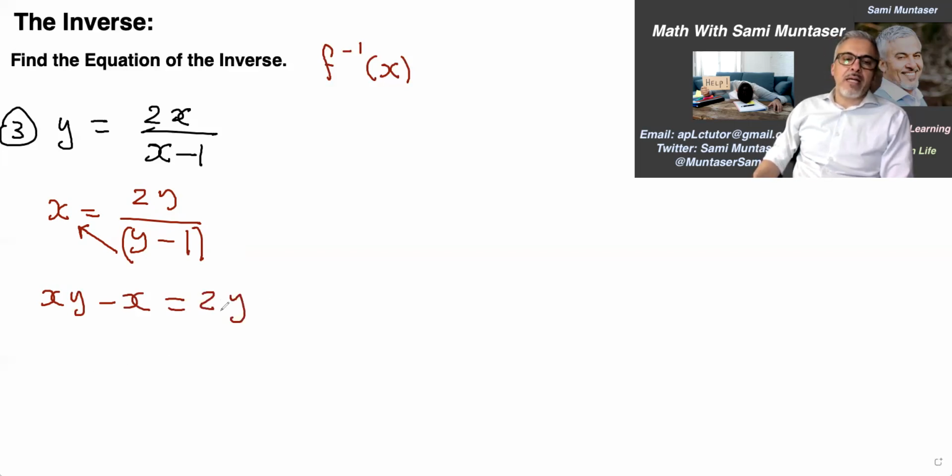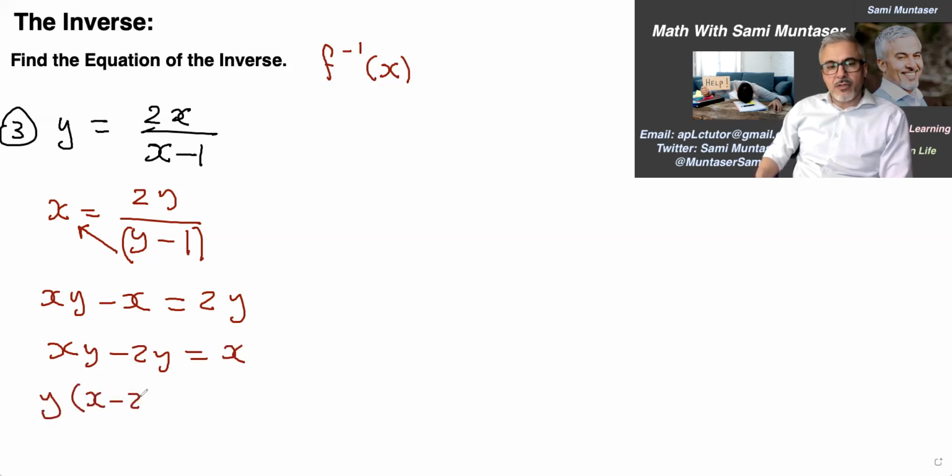Now for me to isolate the y, which I need to do, I have to bring both y's to the same side. So I'm going to bring this 2y to this side. I'm going to bring the -x to that side. So I'm going to have xy minus 2y equals positive x. Now I've got to factor out the y as the greatest common factor, and I'm going to get x minus 2.